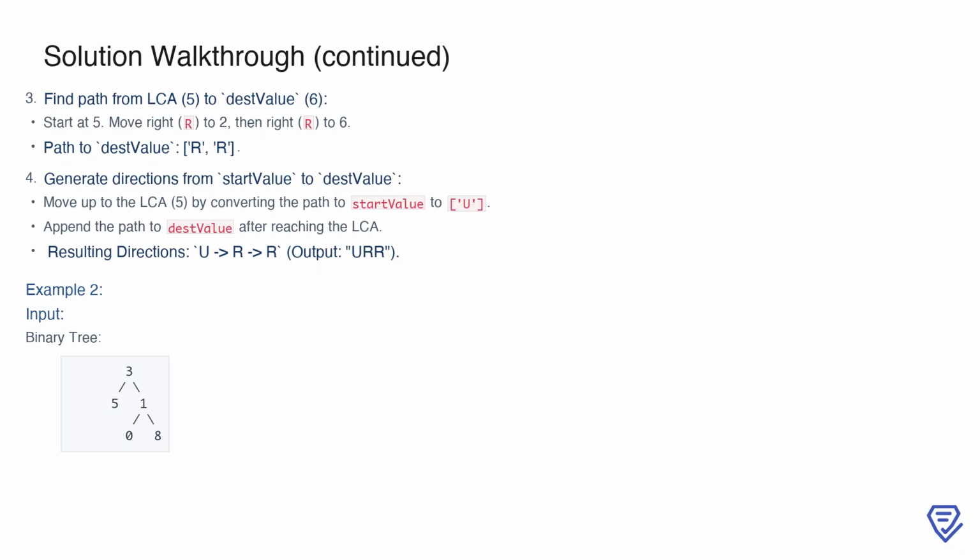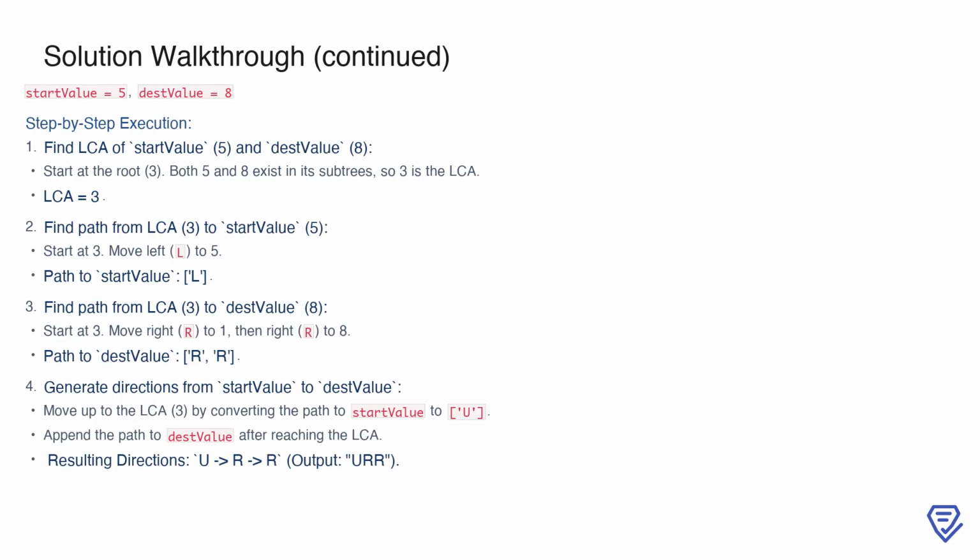To generate the directions from start value to dest value, we first move up to the LCA by converting the path to start value into U. After reaching the LCA, we append the path to dest value, resulting in the combined directions U, R, R. Translating this to a string, the output is URR.